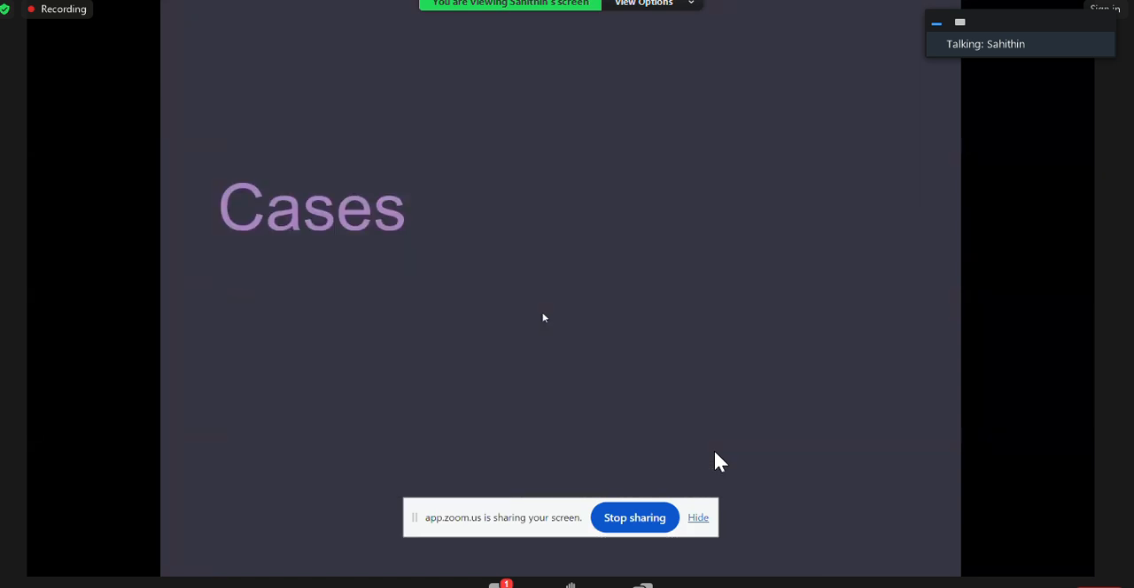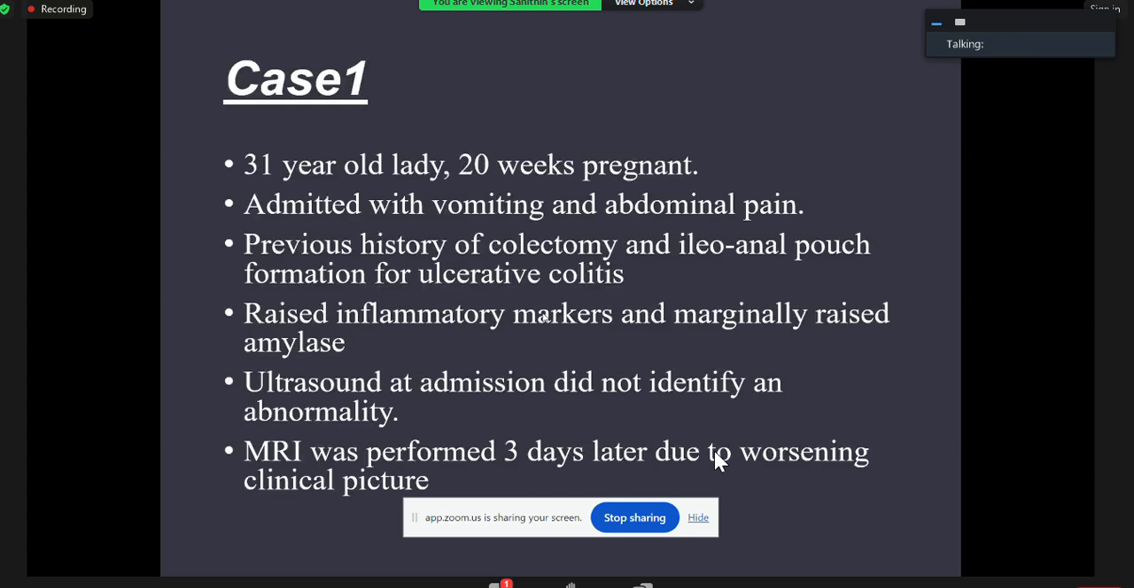So I'll now move on to the cases. I've got a few cases which will demonstrate some of the points that I was trying to make. So the first is a 31-year-old lady who was 20 weeks pregnant. She was admitted with vomiting and abdominal pain. She had a significant past medical history of a colectomy and an ileoanal pouch for ulcerative colitis. She had raised inflammatory markers and also, confusingly, slightly raised amylase.